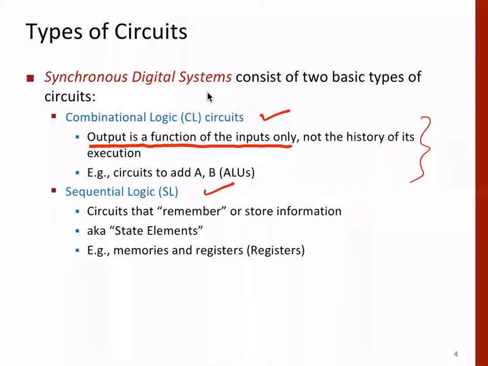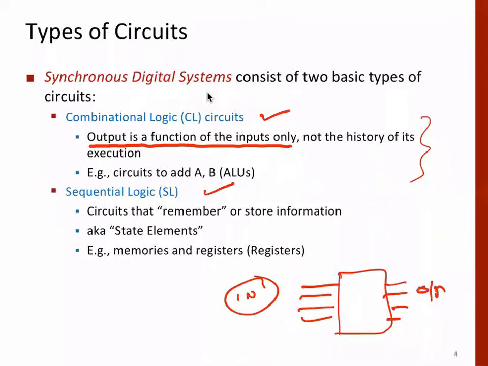Suppose this is a combinational circuit block, and these are the inputs, and these are the outputs. Whatever is the input at that instant of time, the output depends on that. It means that it does not even have past history. Whatever you have done previously doesn't matter. Whatever is input, that produces output. For example, say we are building something to add two registers, A and B. Output depends only on A and B. It doesn't depend on previous values.